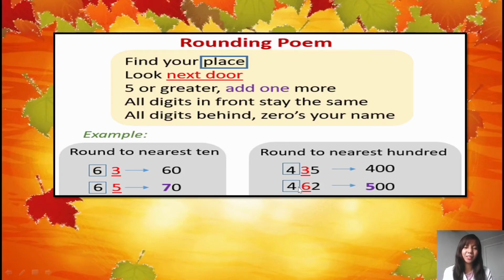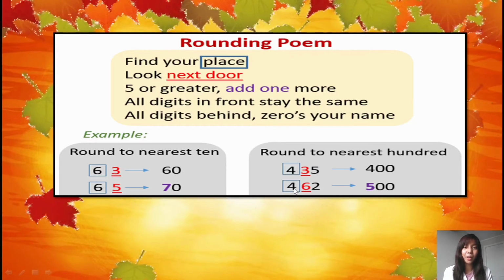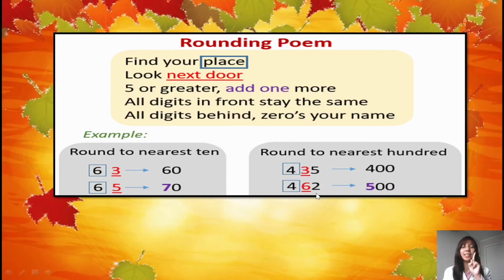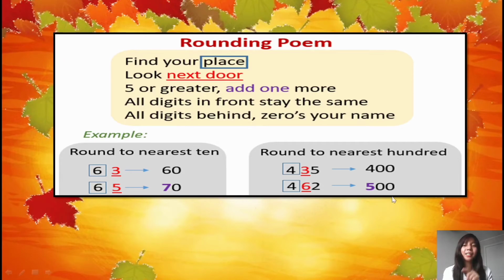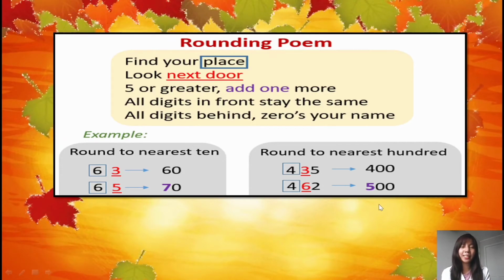So the same with this one as well. So the next number is 6. So it's more than 5. So we have to add 1. So from 4, it becomes 5. And then the rest of the numbers here become 0. So our answer is 500.